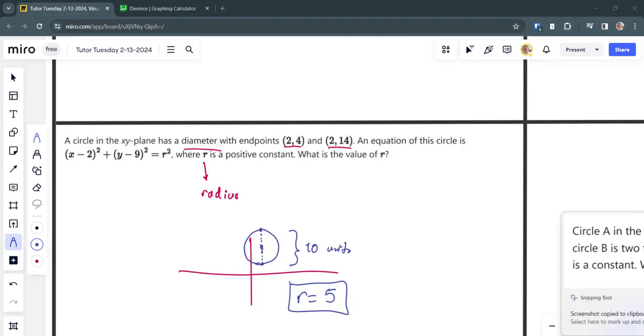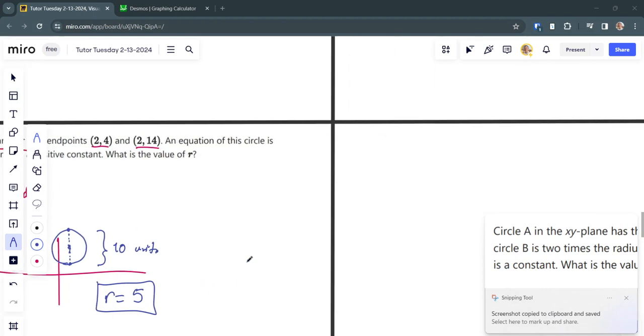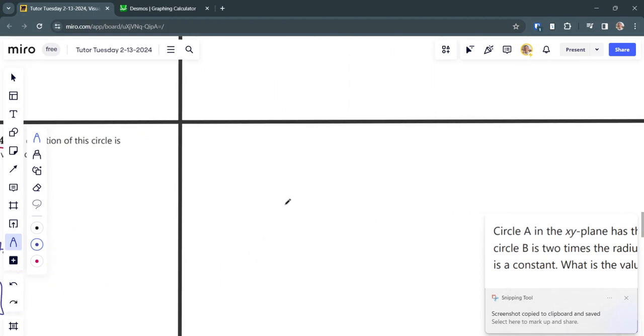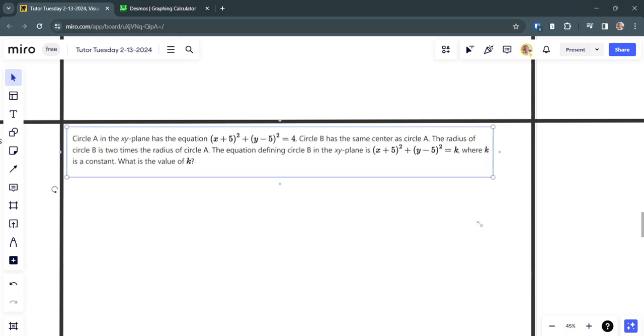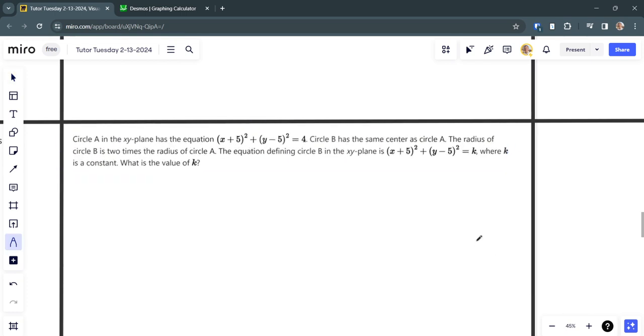Okay. Here's one that a lot of people get wrong if you're not careful. I'm sure you guys have got this. But we have circle A, which has this equation that's given. Circle B has the same center, but the radius of circle B is 2 times the radius of circle A. And that equation is defined by (x plus 5) squared plus (y minus 5) squared equals k. k is a constant.